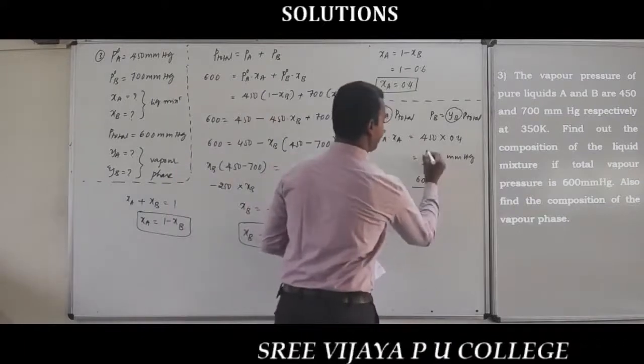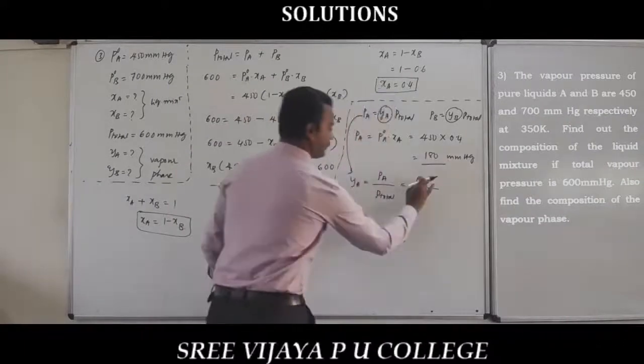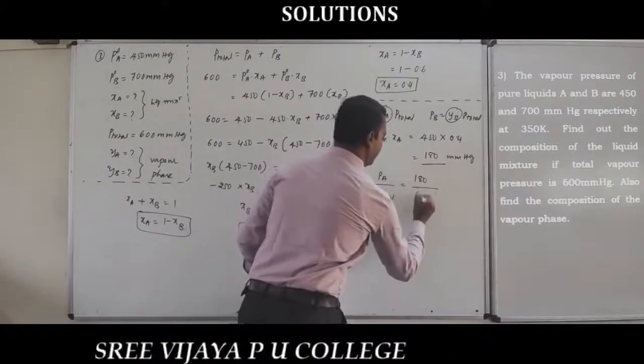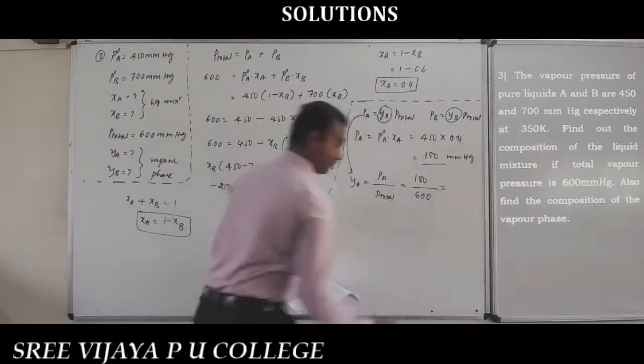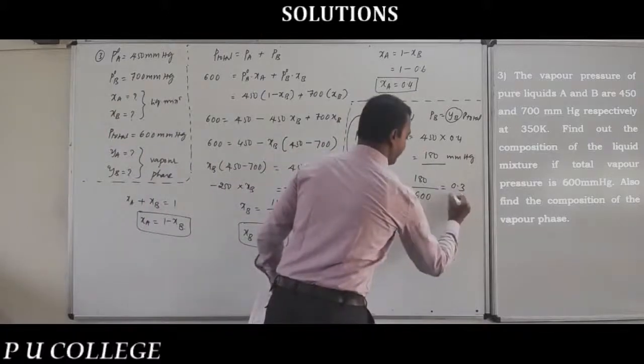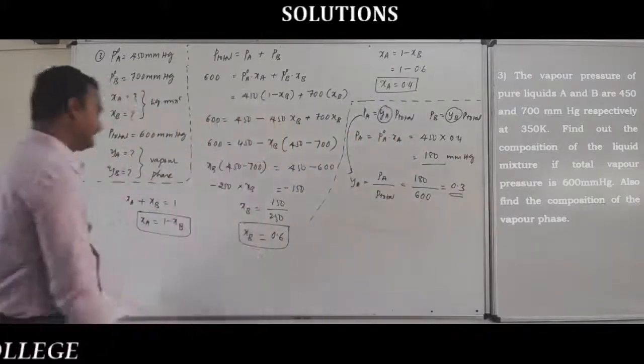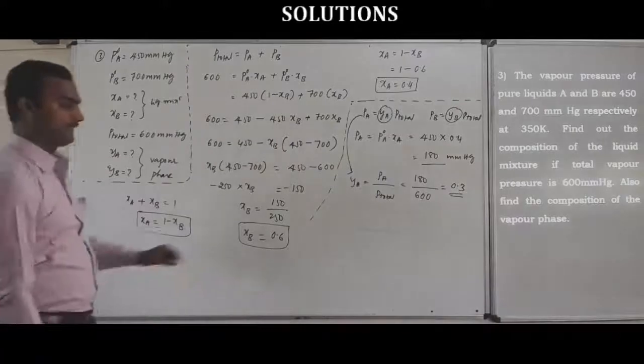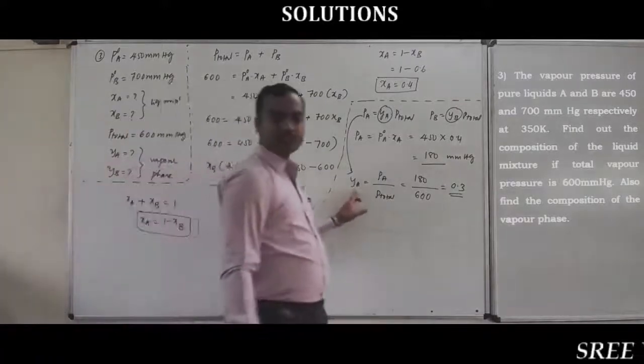450 into 0.4 is 180 mm mercury. So here 180 divided by 600 is equal to 0.3. That is the mole fraction of component A in the vapor phase. So now you know the mole fraction of component A.